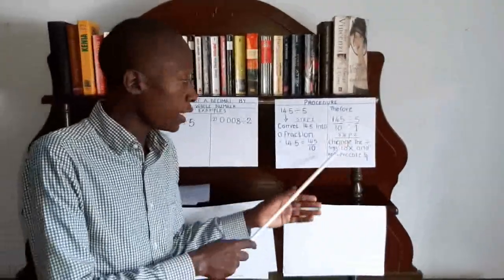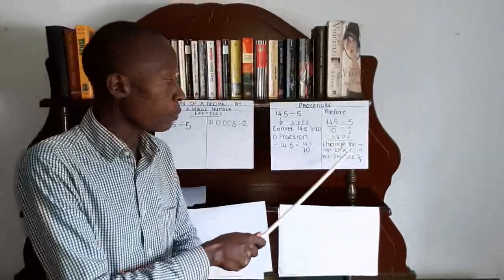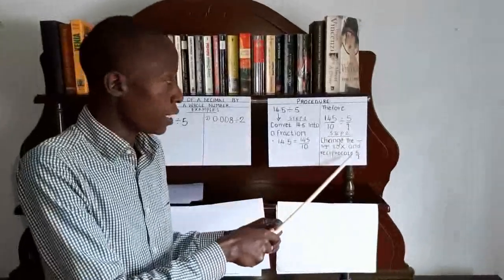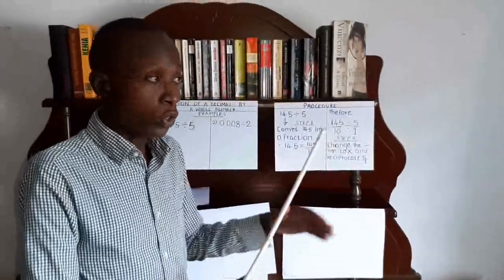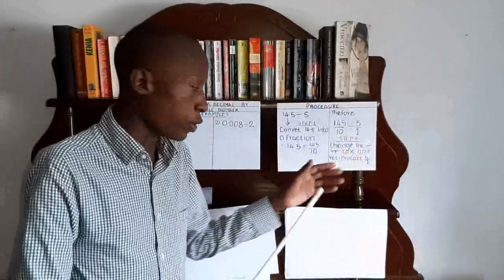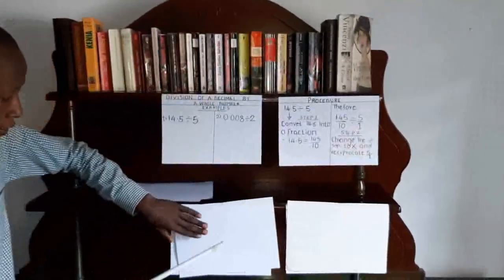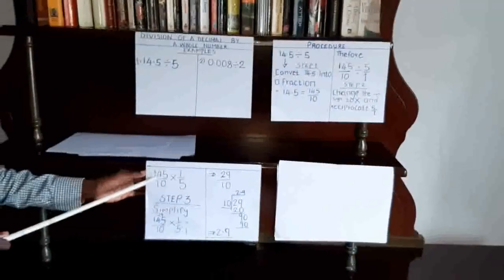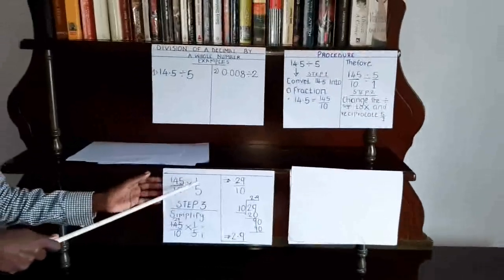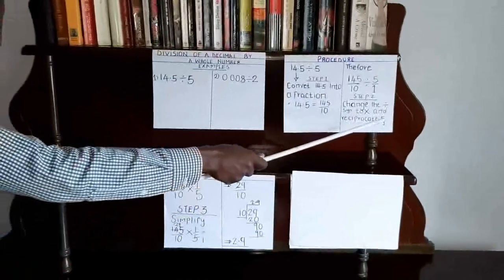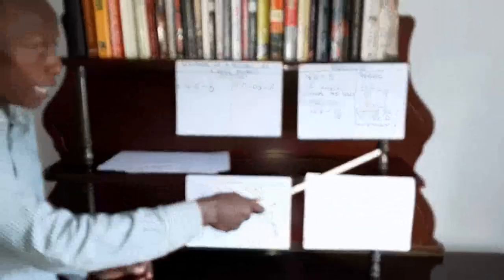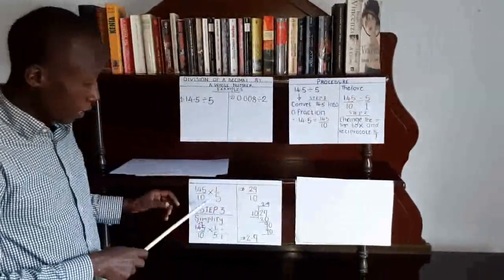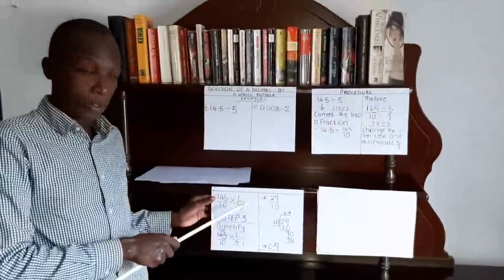Step 2, change the division sign to a multiplication sign and reciprocate 5 over 1. We learned about reciprocals, so I think you know what I mean by reciprocating. After reciprocating, your equation is going to be 145 over 10 times 1 over 5. Remember, the sign changed, and 5 over 1 was reciprocated. Therefore, it is 145 over 10 times 1 over 5.